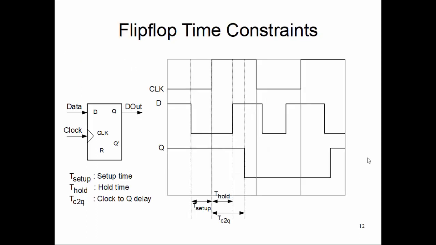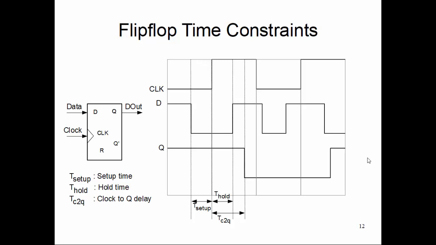Now let's talk about a couple of important concepts in the flip-flop functionality, and especially we call it a timing constraint. And if you are going to interview with some companies which do some digital design along with the software, they may ask you this basic concept around the flip-flop. So there are three things: setup time, hold time, and clock to Q delay.